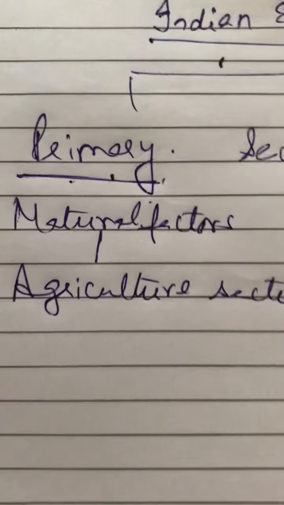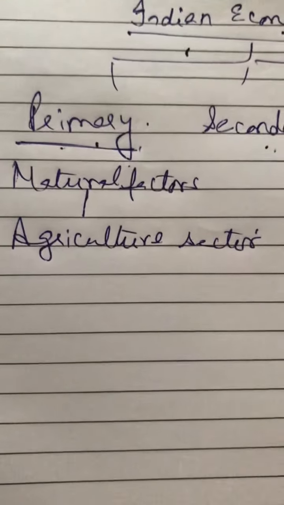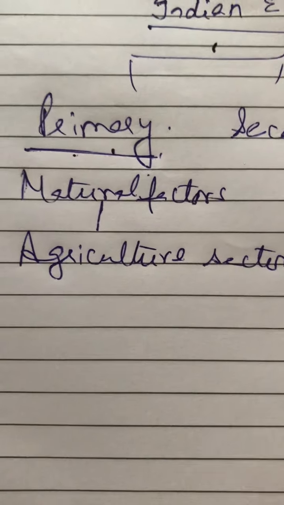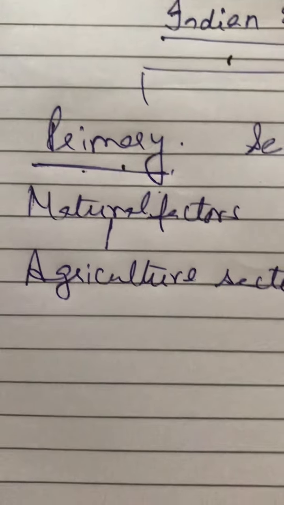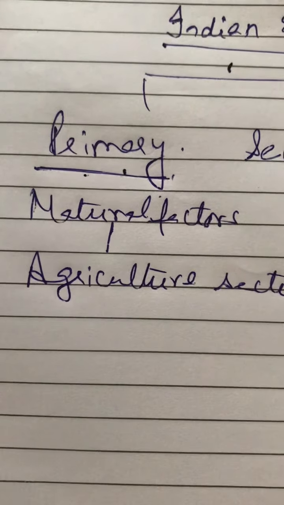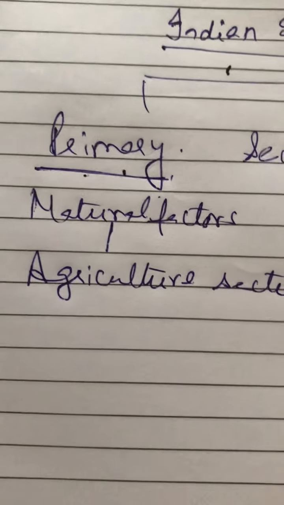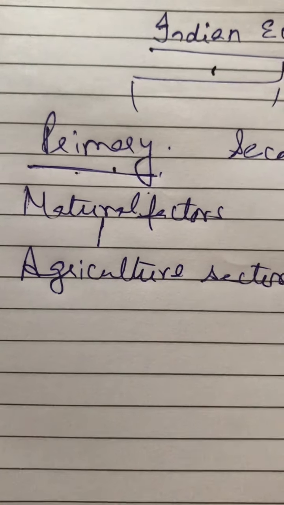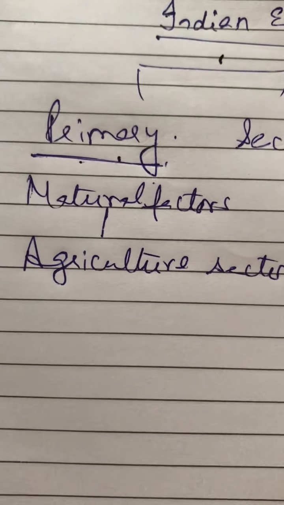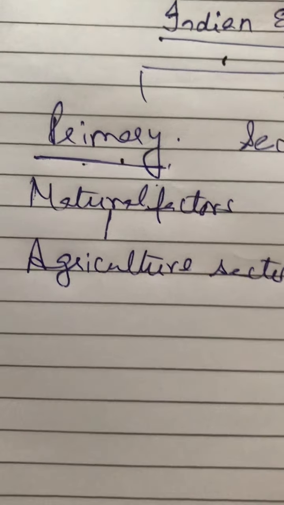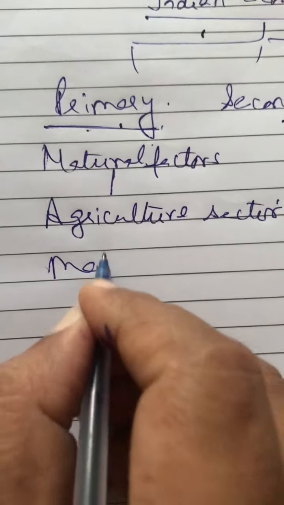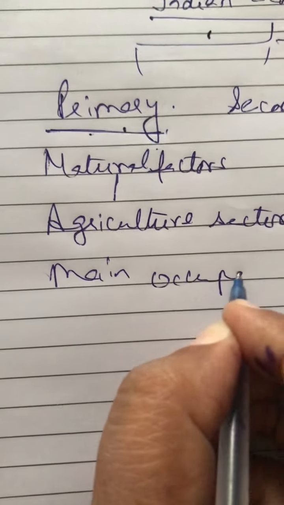Students, we all know before the advent of Britishers, India was known as a golden bird. Why was it known as a golden bird? Because of its industries. But when Britishers entered India, they converted India into an agricultural economy. Since independence in 1947 till now, in the world economy, India is known as an agricultural economy.